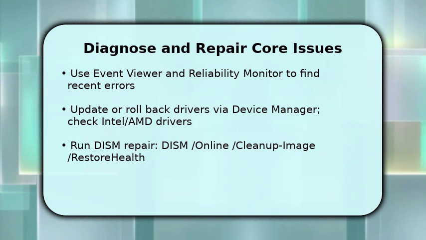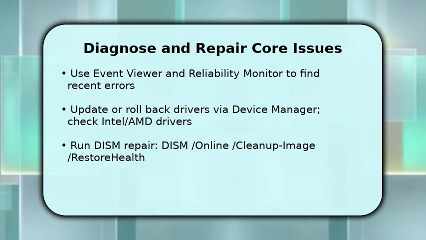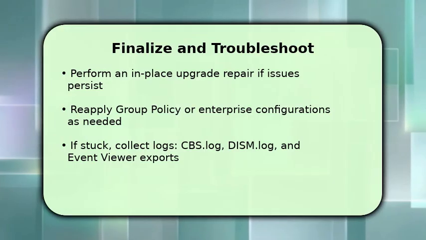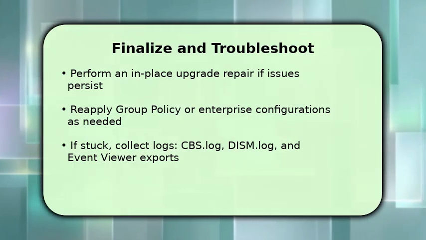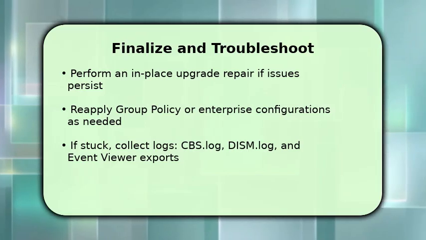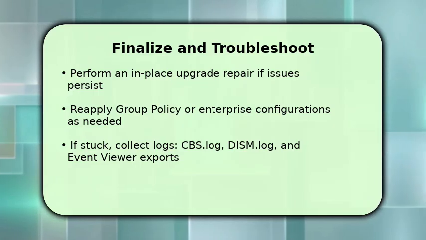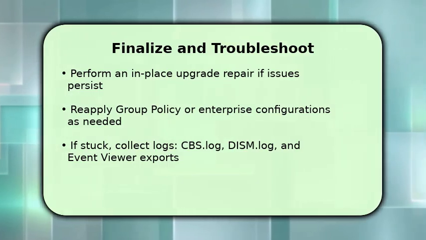If problems disappear, to finish, perform an in-place upgrade repair using installation media to refresh system files without losing apps or settings. This resolves stubborn corruption and configuration drift. Once complete, reapply group policy and enterprise management configurations, then test key services and user profiles.